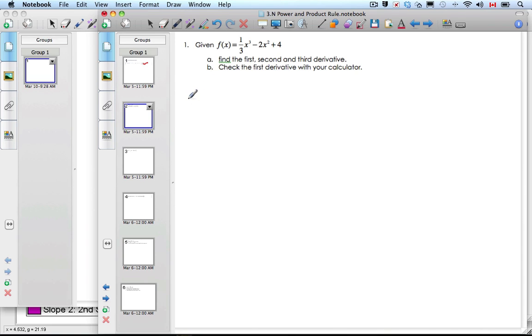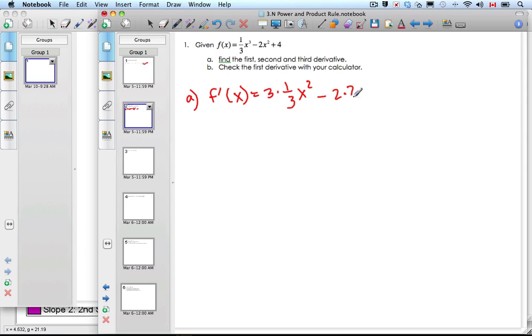So here's f of x equals 1/3 x cubed minus 2x squared plus 4. These are so fun. Find the first and second derivative. I'm just going to say f prime of x. So that equals, I have 1/3, and I always like to bring my power out first. So I do 3. Power comes down, 1/3 x, and the 3 becomes a 2 now. We subtract 1. Minus, bring the 2 down.